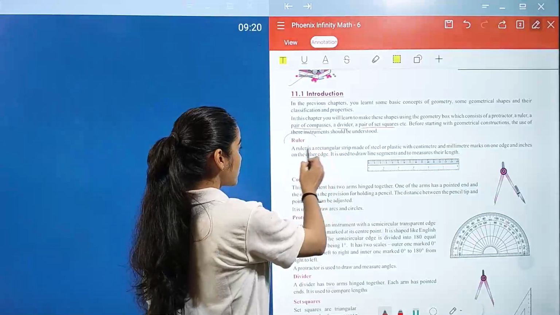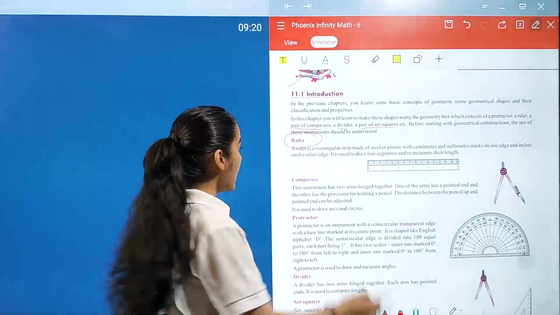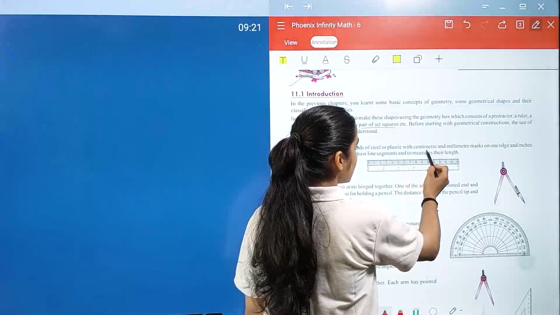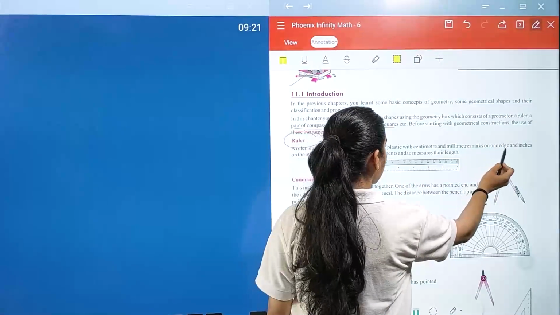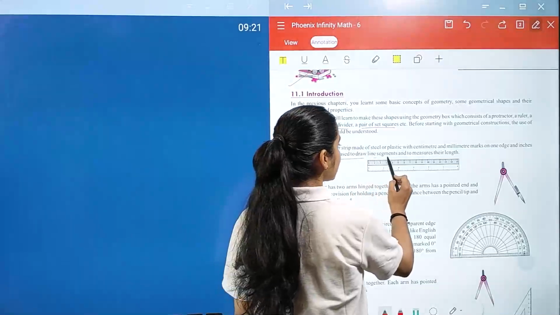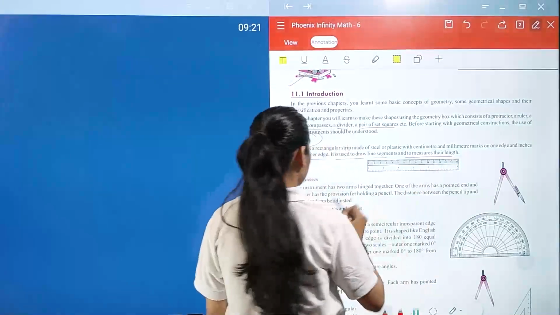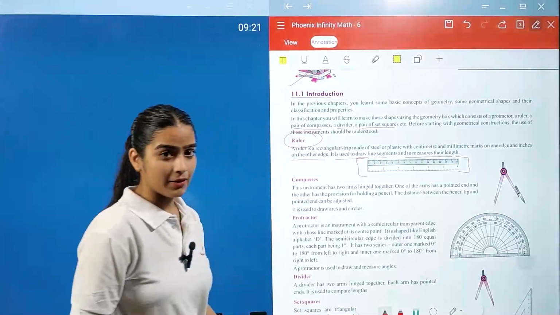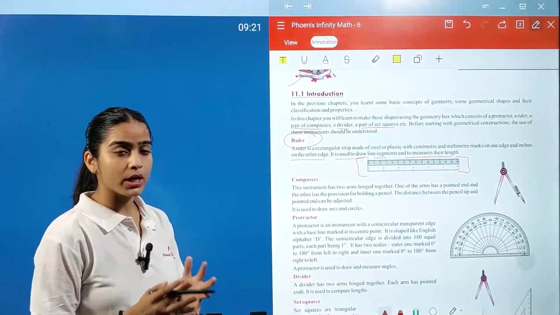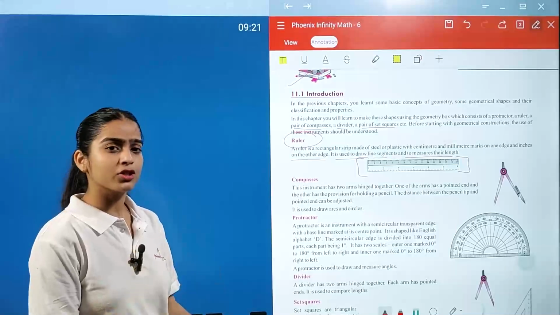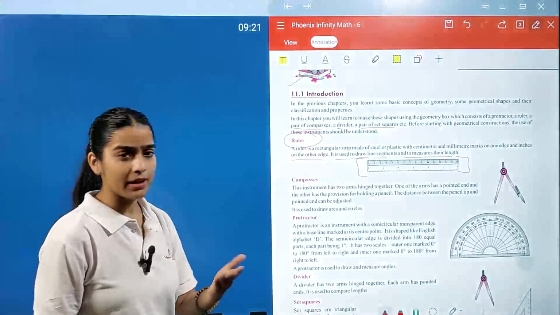So, the first instrument we have is the rule. A rule is a rectangular strip made of steel or plastic with centimeters and millimeters marks on one edge and inches on the other edge. It is used to draw line segments and to measure their length. We can also call it, in our day-to-day language, a scale. And we all know the application of a scale in our life: if we want to measure anything, we take our scale and measure it.